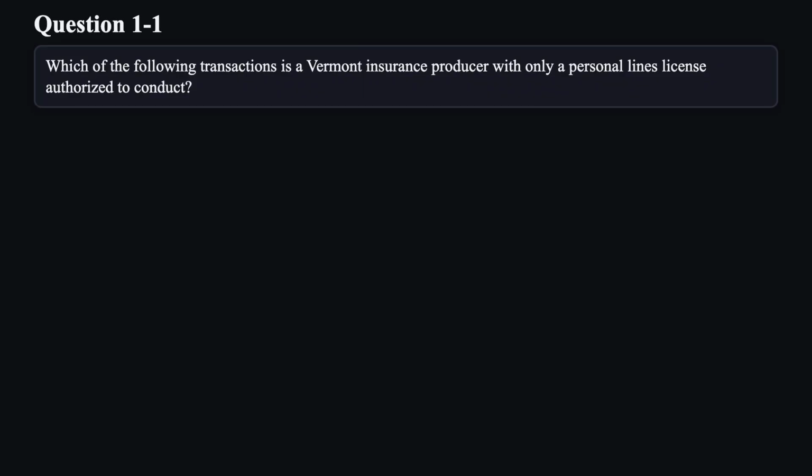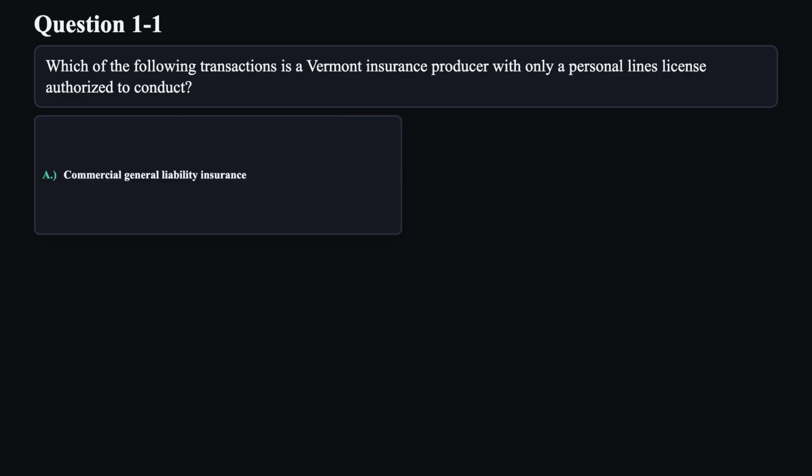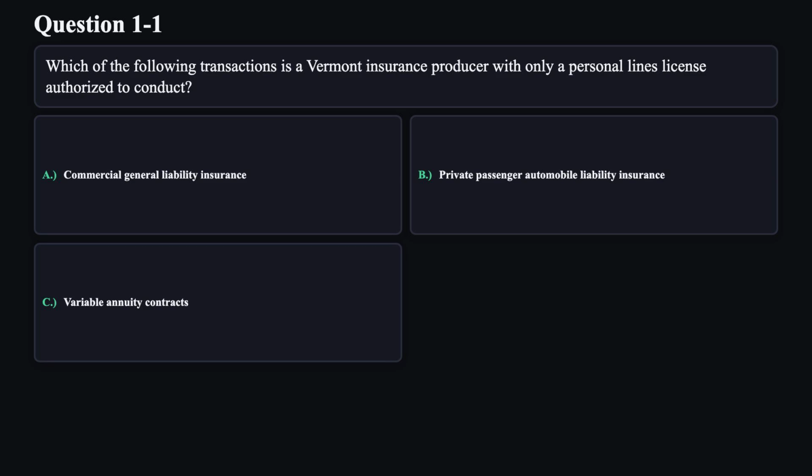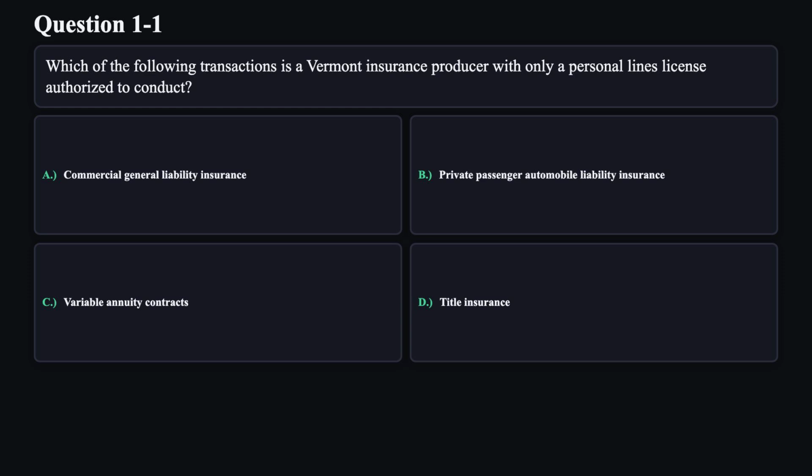Which of the following transactions is a Vermont insurance producer with only a personal lines license authorized to conduct? A. Commercial general liability insurance. B. Private passenger automobile liability insurance. C. Variable annuity contracts. D. Title insurance.